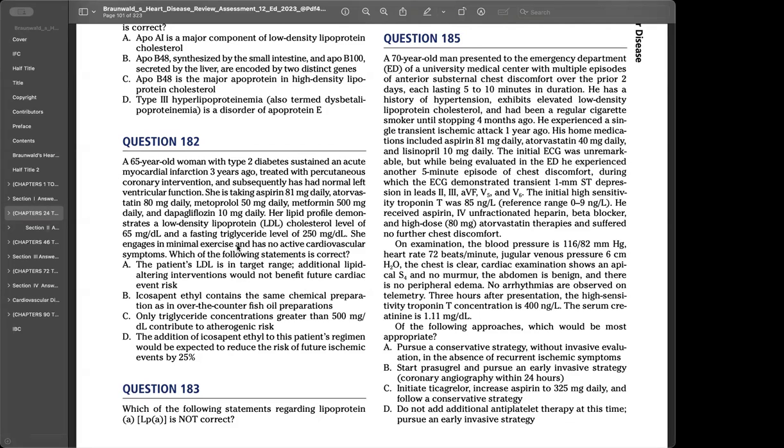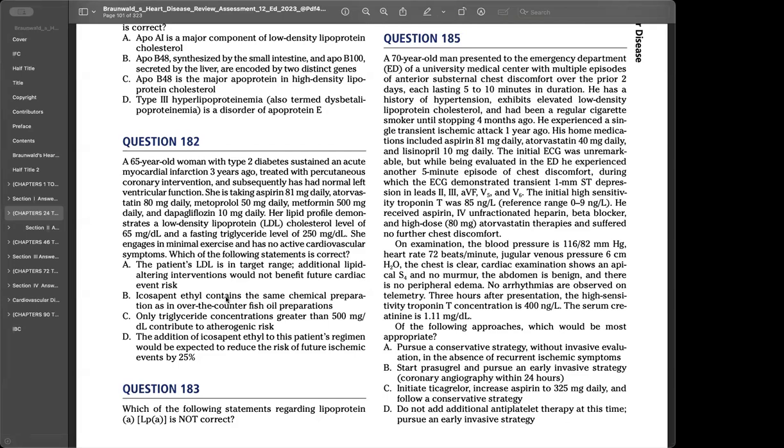Of the following approaches, which would be most appropriate? A, pursue a conservative strategy without invasive evaluation in the absence of recurrent ischemic symptoms. B, start Prasugrel and pursue an early invasive strategy, coronary angiography within 24 hours. C, initiate ticagrelor, increase aspirin to 325 daily, and follow a conservative strategy. D, do not add additional antiplatelets at this time. Pursue an early invasive strategy.